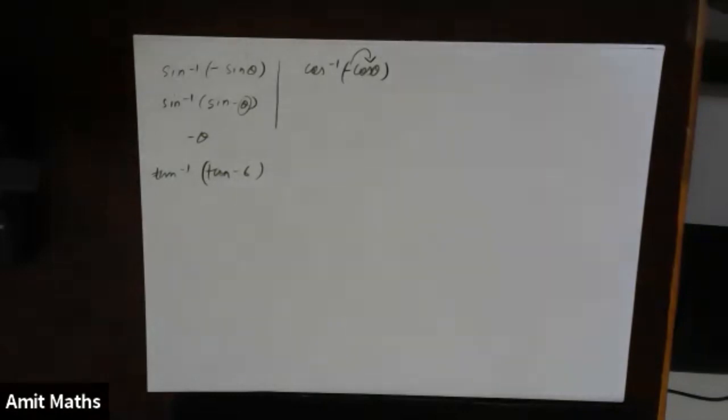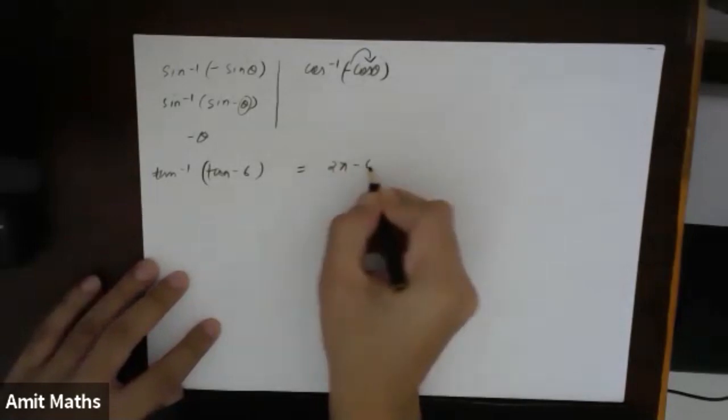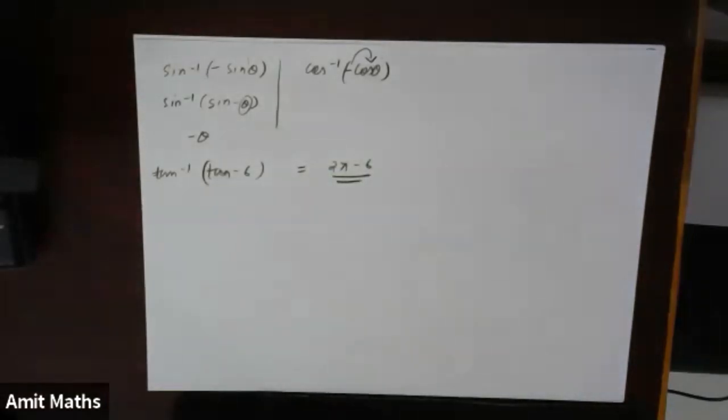Two pi minus 6. Yes, correct. Very good. You guys have got 2 pi minus 6. Yes, okay. I guess you guys have got this. So let's solve one more question. I think you will get this one for 2 pi minus 6. Okay, fine. Very good. So let's see now.